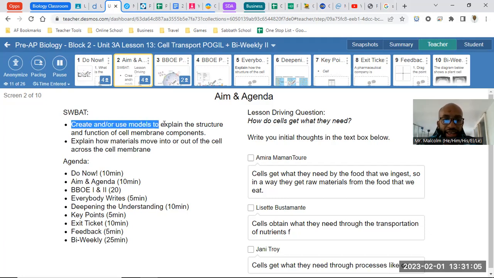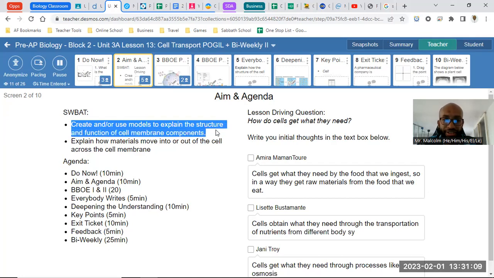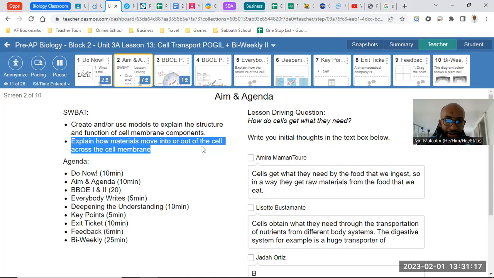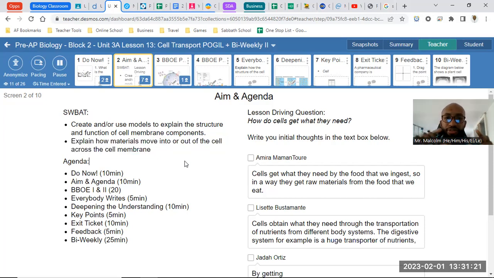Today, we're going to create and or use models to explain the structure and function of cell membrane components. We're going to then explain how materials move into or out of the cell across the cell membrane. Okay, so we're going to be really focusing on the cell membrane today.